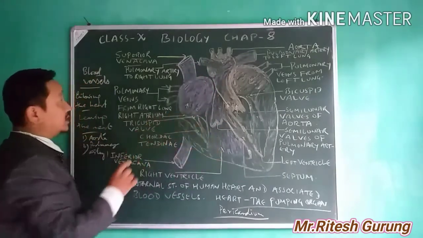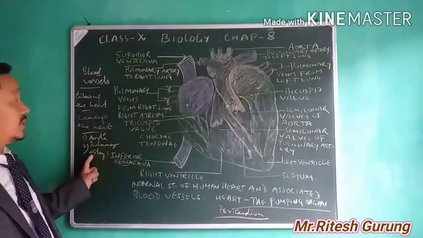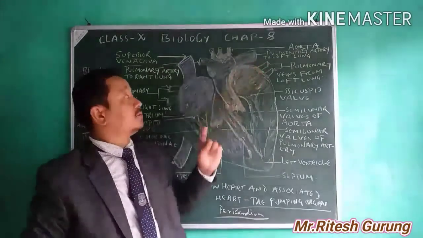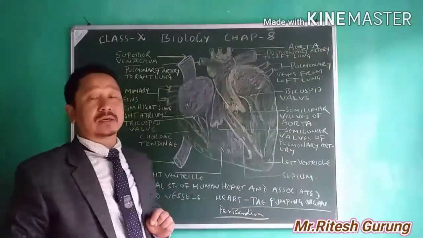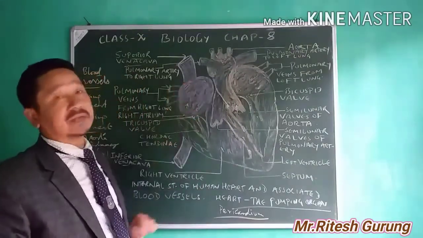That means these are the blood vessels leaving the heart: aorta and pulmonary arteries. Two pulmonary arteries there. One will go to the left lung, the other one will go to the right lung with the impure blood for purification. So these are the blood vessels leaving the heart.